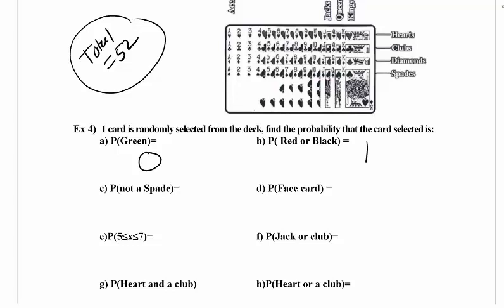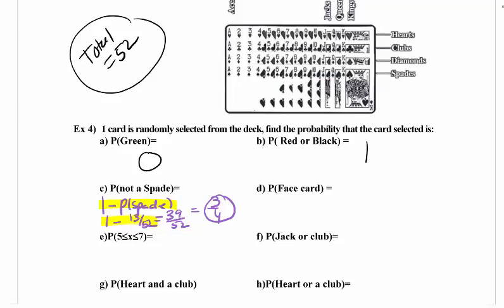Probability that it's not a spade. The easier way to do this is going to be 1 minus the probability that it is a spade. In this case, it would be 1 minus, there are 13 spades in a deck, which gives me 39/52, which simplifies to 3/4. So I use the real, like the pure definition here to get this.